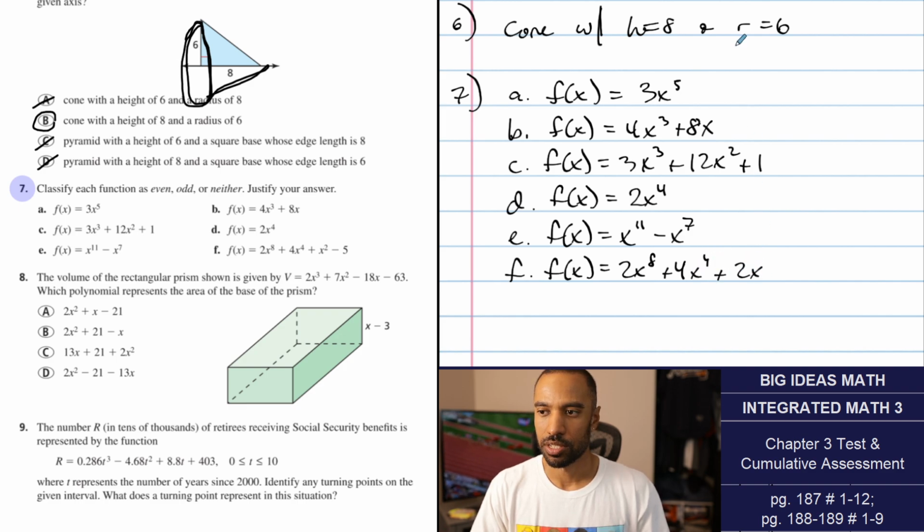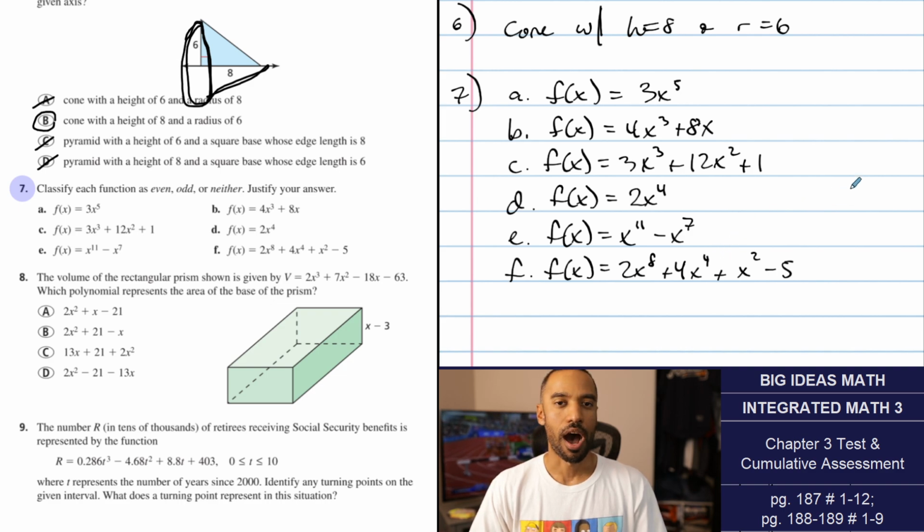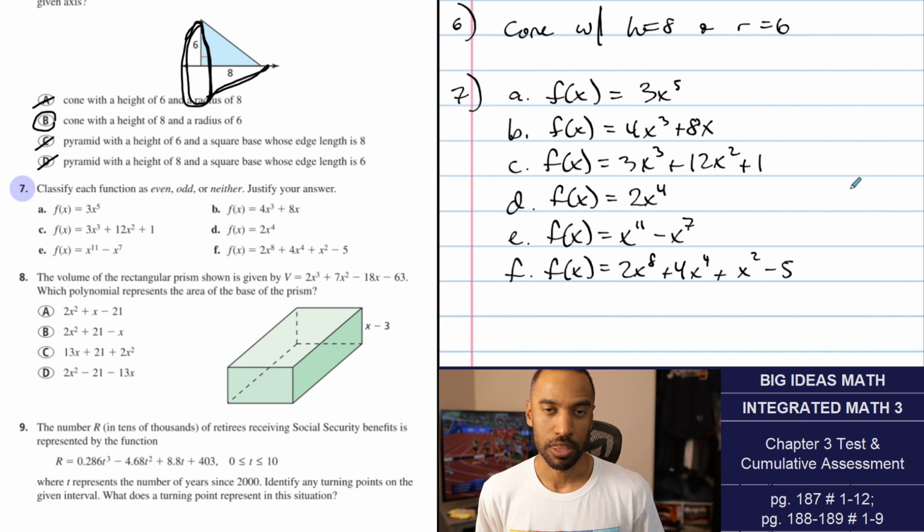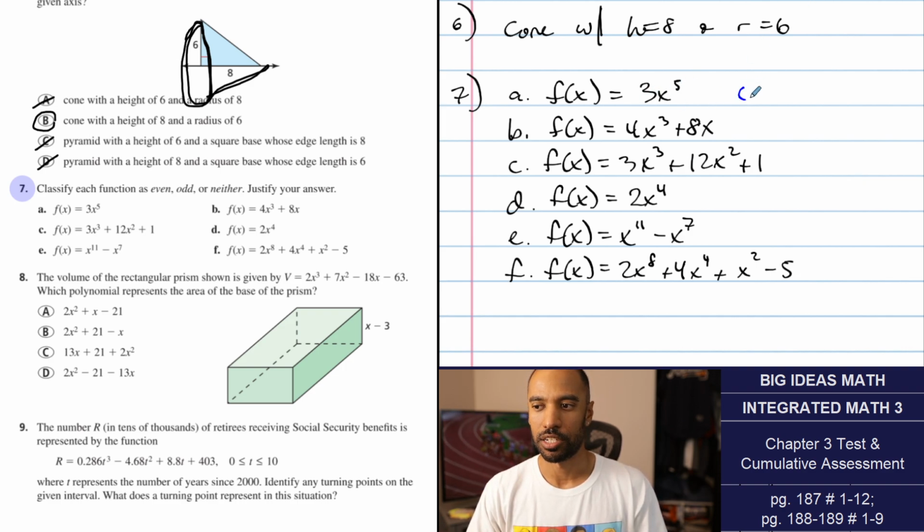Now, even functions can be made by polynomials if they have all even numbered exponents for their variables. Odd can be done with all odd. Neither is neither. For polynomials only, I can just look at these. There's only one term. It's an odd degree. Therefore, this will be an odd function. On part B, this is degree 3 and degree 1, both odd numbers. This will be an odd function.